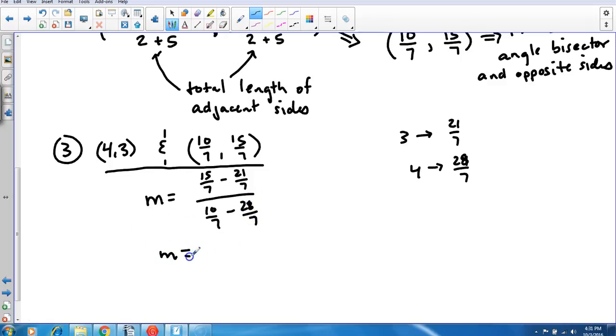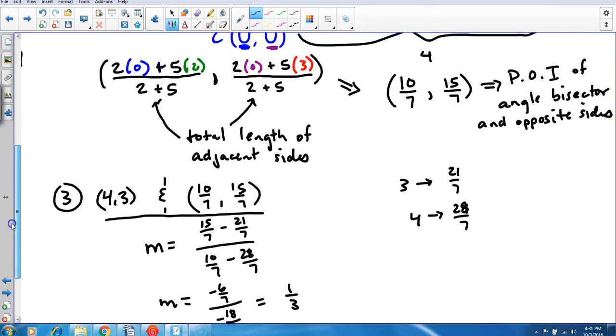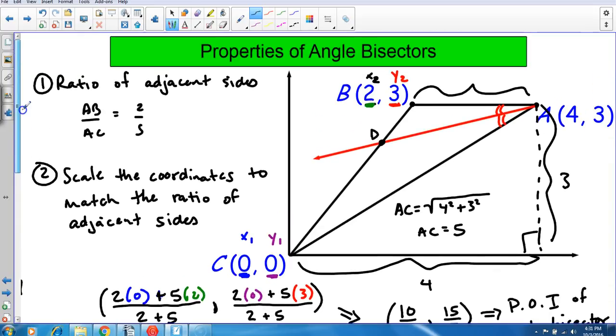So my slope then is going to be negative 6/7 over negative 18/7. Go through and simplify. We flip and multiply, and when you flip and multiply, your 7s are going to cancel out. I'll leave you to do the math on that, but you should end up with 1/3. So a nice easy slope. That's 1/3. And the other thing is that we have 2 points that this thing passes through.